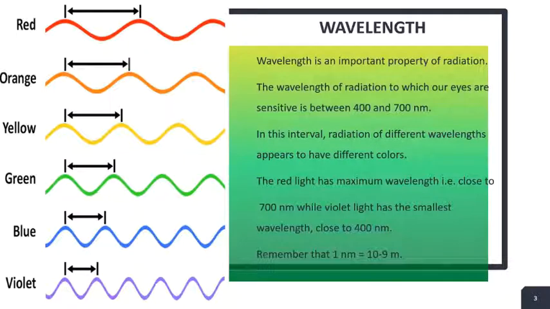Now nanometer is the unit to measure the distance. So here if you see, the distance between these two peaks or points is measured. Usually we measure distance with the help of meters, centimeters, millimeters, or if they are bigger it is kilometers. But nanometer is still smaller than the meter and millimeter. So you can see 1 nanometer is 10 raised to minus 9 meters.